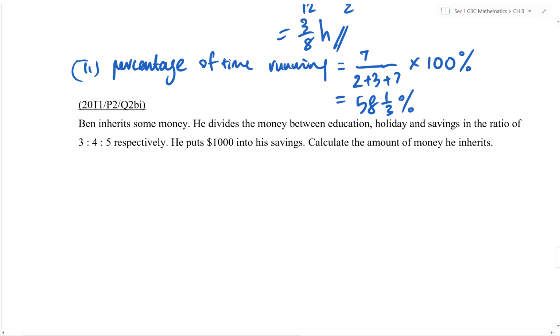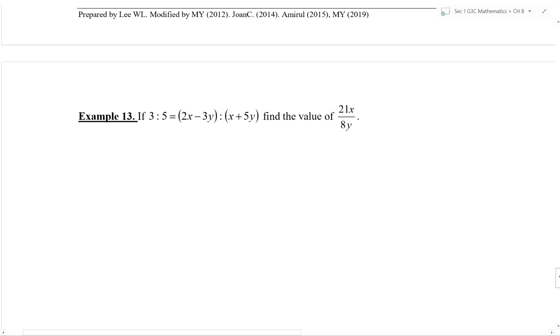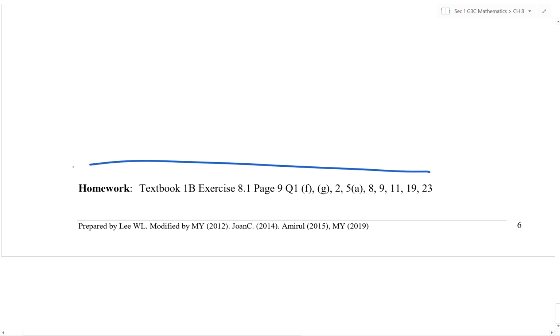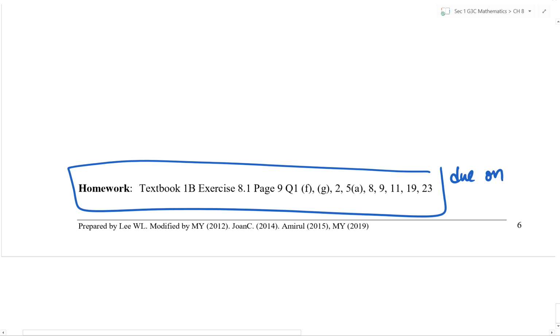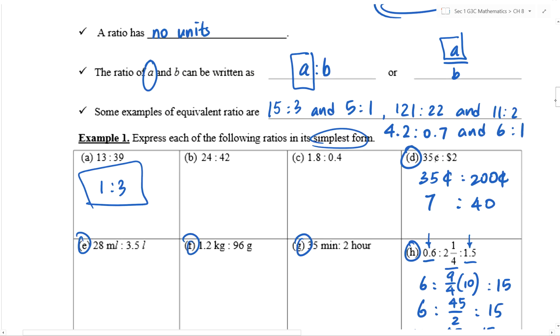Okay, so now try this question, as well as example 13. This will be our homework for the weekend. This set of homework is due on Tuesday. All the other blanks in this set of notes, they are due on Monday.